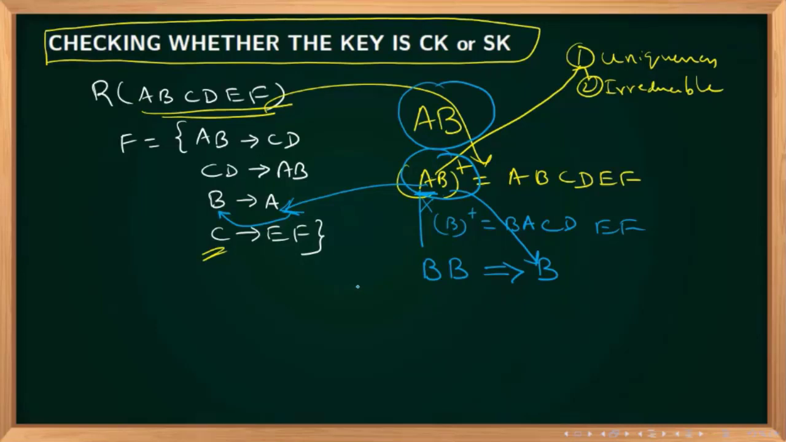Are you agreeing with that? AB is a super key but not a candidate key. Why is it not a candidate key? AB can be further reduced to B, and B itself, when I am taking the closure, I am getting the uniqueness property, and from B you cannot eliminate anything. If you eliminate anything, it will vanish. So for a single attribute, if the uniqueness property is satisfied, definitely it will be a candidate key. For more than one attribute, only then you have to check all these things.